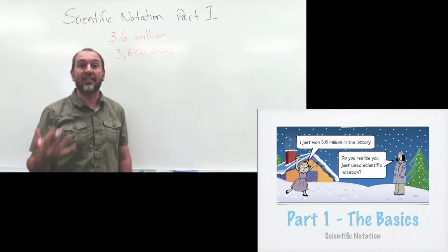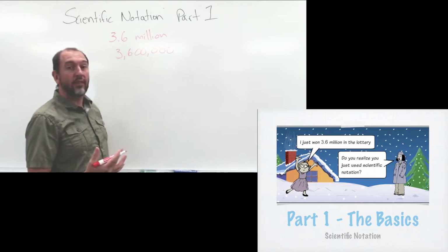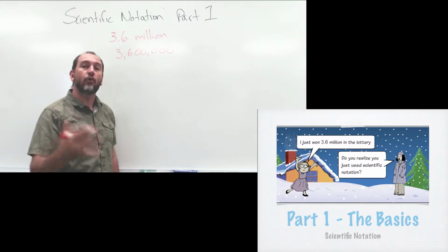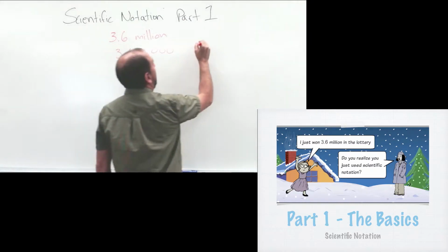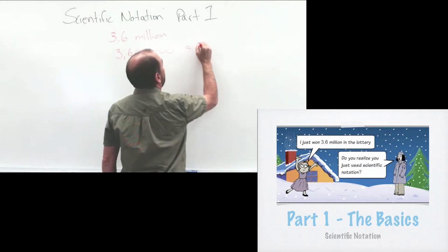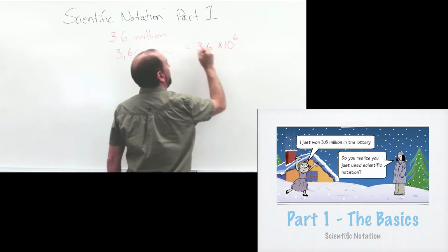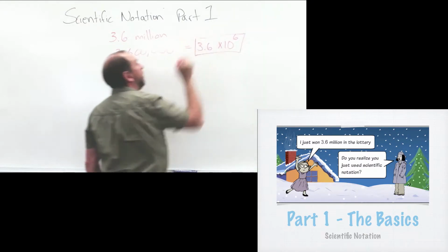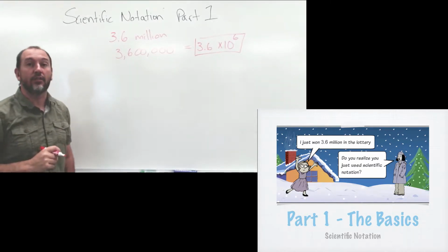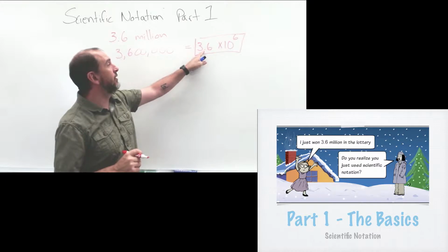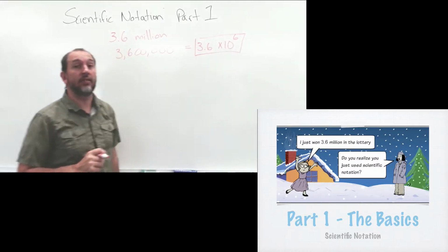Scientific notation is exactly the same thing. We just write it a little differently. I'll show you how we write this number with scientific notation, and then we'll go back on how I did that. So we would write that as 3.6 times 10 to the 6. This would be that number in scientific notation. Okay, so this is 3.6, and then I have to move the decimal place 6 spaces.